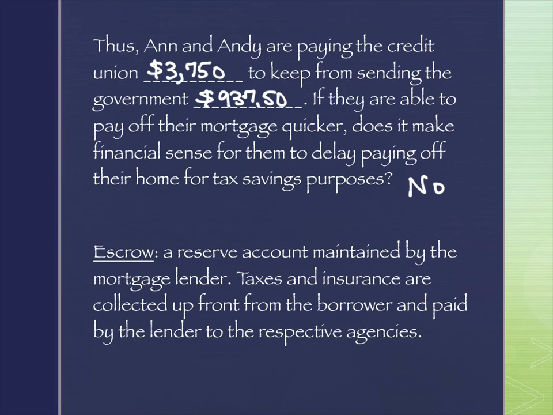This is just me running through descriptions because I think you should be aware, at least to say, I've heard of that before. Escrow. Escrow is a reserve account maintained by the mortgage lender. Taxes and insurance are collected up front from the borrower and paid by the lender to respective agencies. So typically speaking, when you buy a house, they will force you to create an account with them, and you pay the monthly payment, that $725 every month, and at the end of the year, or whenever it's due, they pay the taxes and they pay the insurance.